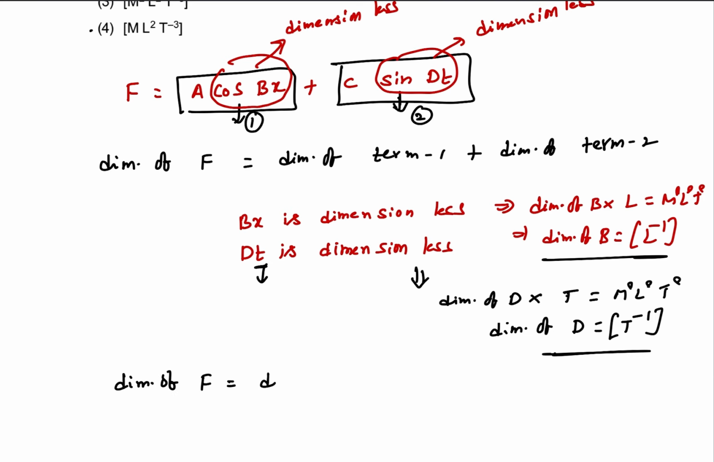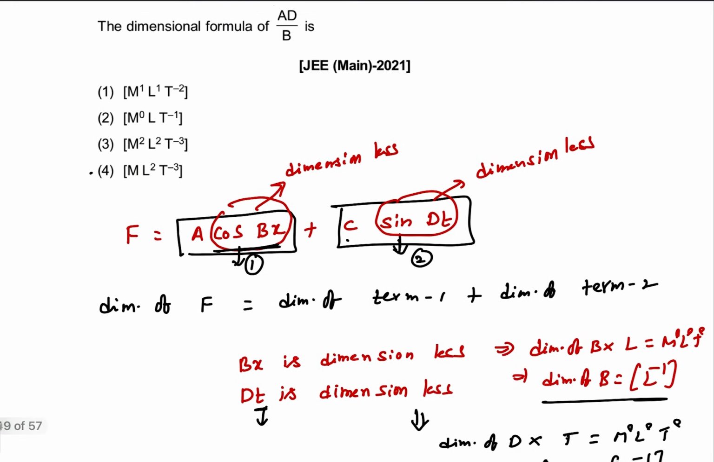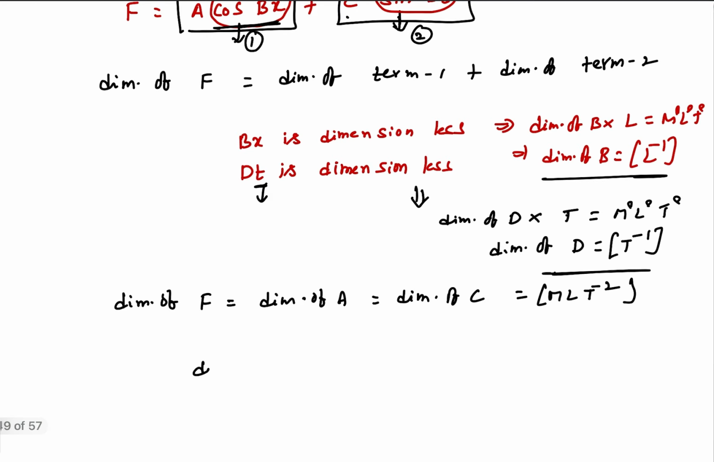I have written the b and t. Again, the above relation you can write as the dimension of F is equal to the dimension of a, as cos bx is dimensionless, that is equal to c into sin dt, and sin dt is dimensionless. We can write the dimension of c, that is M L t power minus 2.